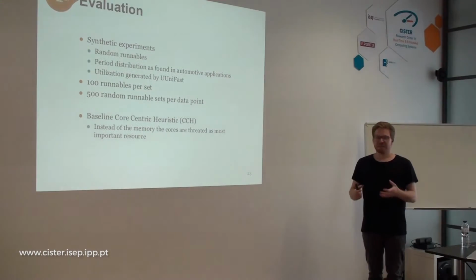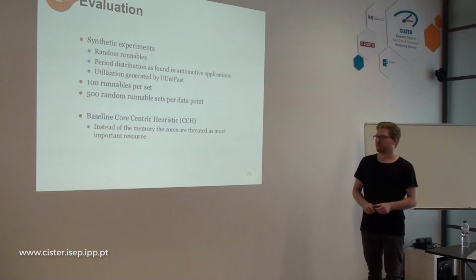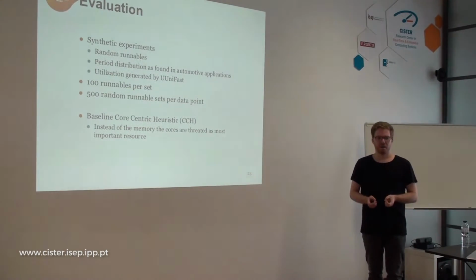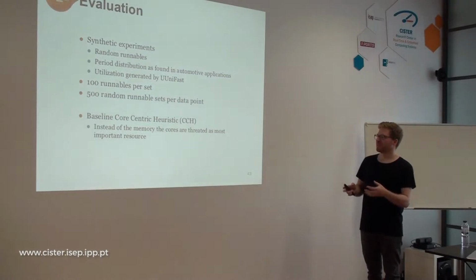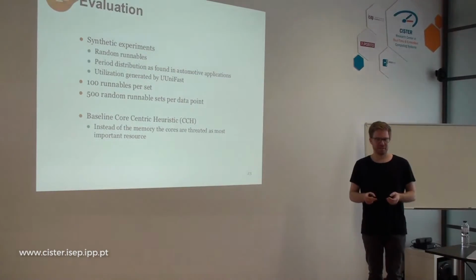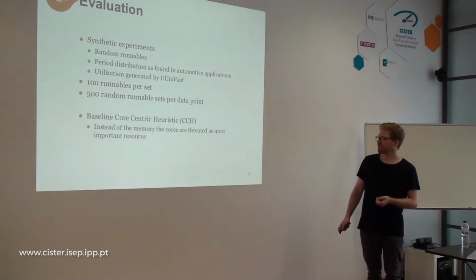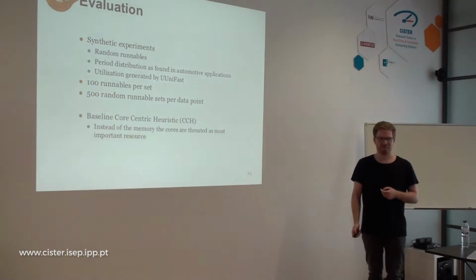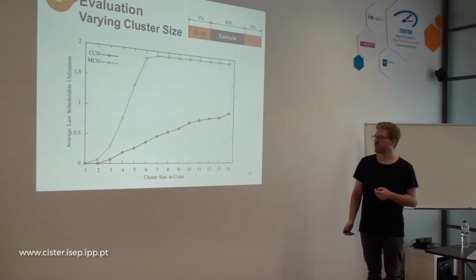To compare our heuristic against another heuristic, we also described a baseline heuristic, which is a core-centric heuristic. This core-centric heuristic treats the cores as level 1 citizens, whereas our heuristic treats the memory as level 1 citizens and the core schedule falls out. And we will see how they compare against each other.